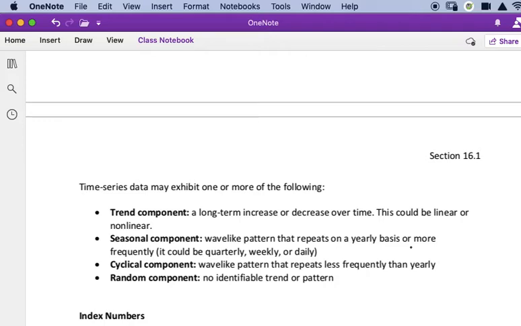A cyclical component is something that repeats less frequently than yearly. So it's a longer term kind of up and down. And then a random component would be not an identifiable trend or pattern in the time series graph.